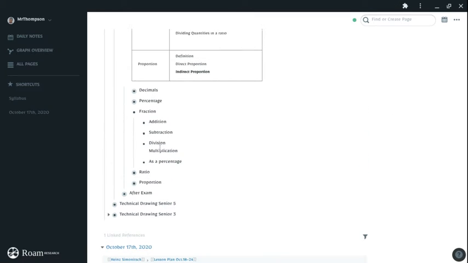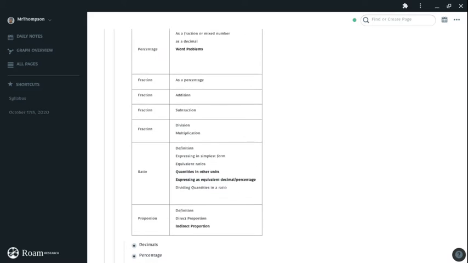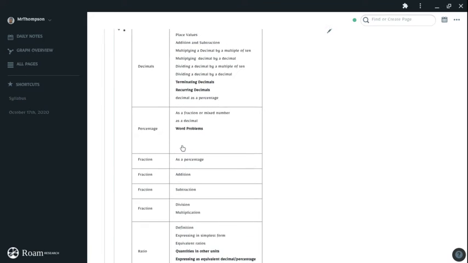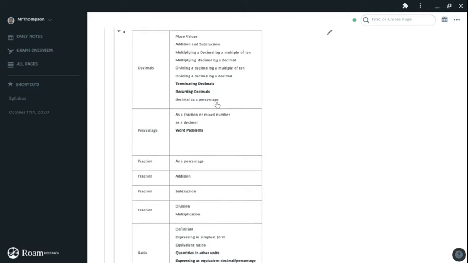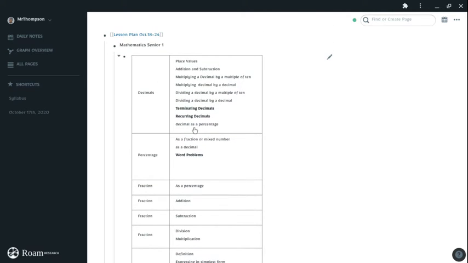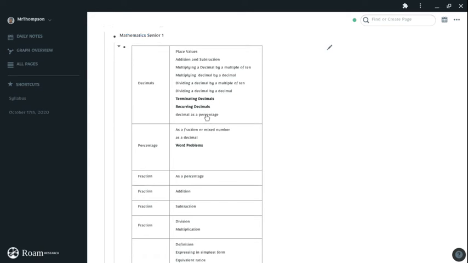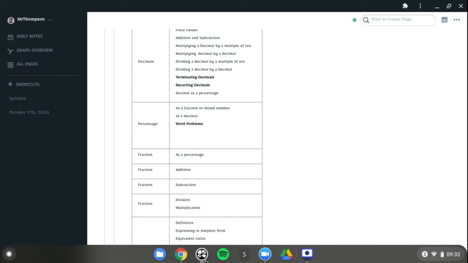So if you want, you can write down these as your topics for the exam. But everything that you see in bold will not be on the exam because those haven't been taught. For example, if you see decimals, the terminating decimals and recurring decimals, you would not write them because they're not going to be on the exam. But everything else we've talked about: place values, addition, multiplying, dividing, and writing it as a percentage. So write those as your topics until everyone is here, then we'll get started. Understand?